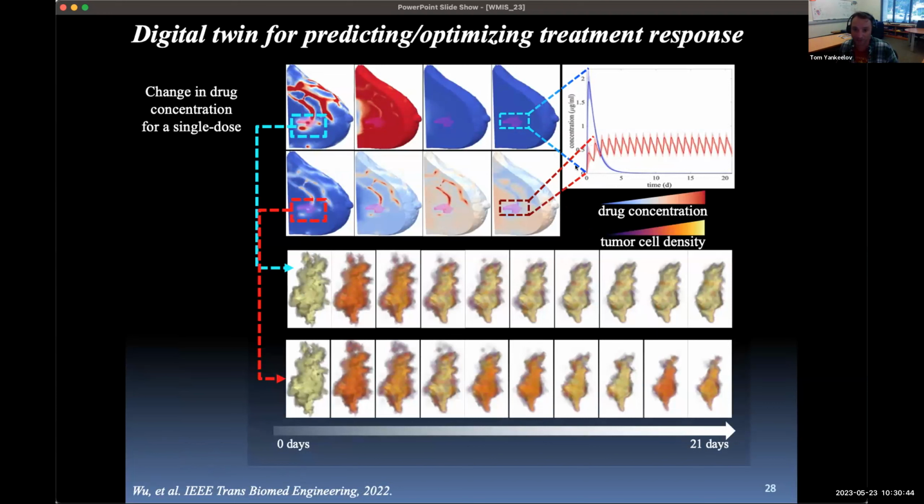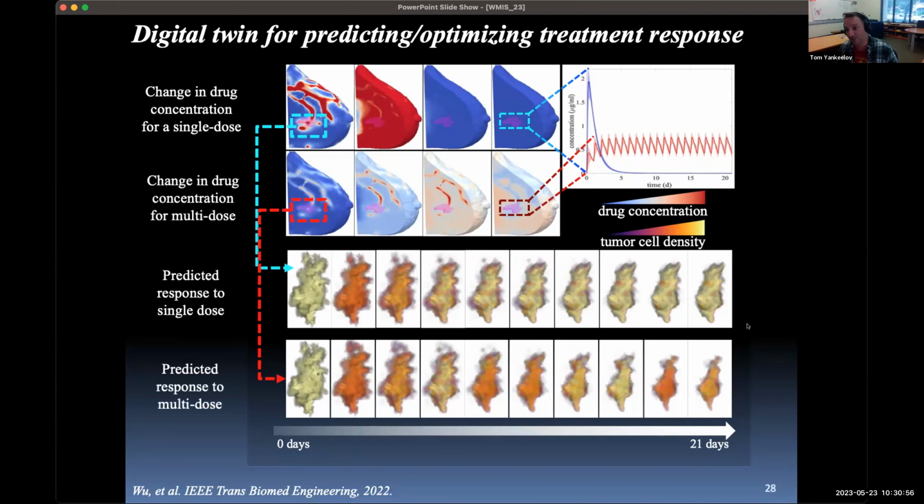Whereas if you're giving multiple injections, in this case, it's the other extreme, once every day for 3 weeks, then the concentration that this tumor is bathed in is higher per unit time over the course of the regimen. And that translates into almost an additional 60% reduction in tumor size.